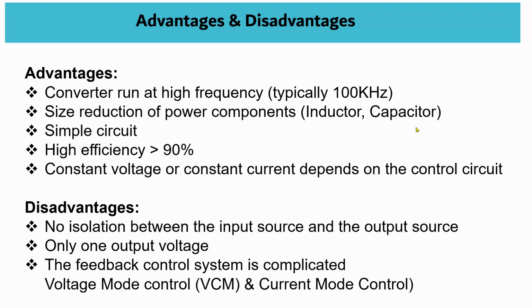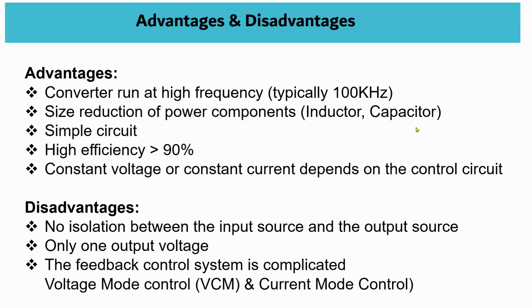The circuit is simple. As you can see, it doesn't involve a lot of components. For efficiency, it can achieve very high efficiency, more than 90%. Some can get up to 95 or even 97%, depending on your voltage and current. For the outputs, you can design a constant voltage or constant current, depending on how you use your control circuit.